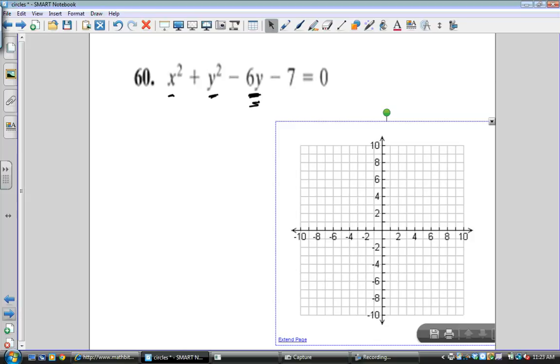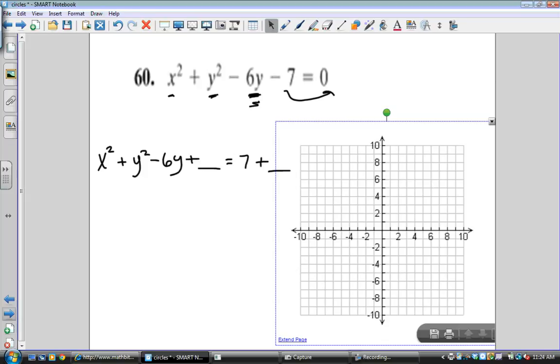Okay, so I have to complete the square with the y's, but not with the x. And now the 7 here, we're just going to throw to the other side. So let's copy this down again here. We got x squared plus y squared minus 6y. Now, I'm going to complete the square, so I'm going to say plus blank. We'll throw 7 on the other side and say plus blank there.